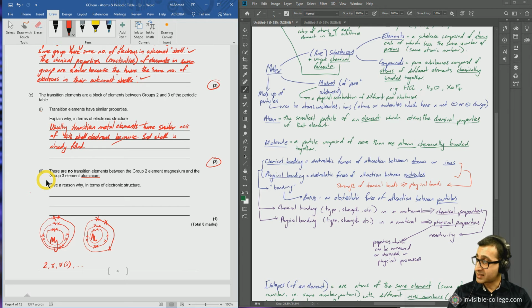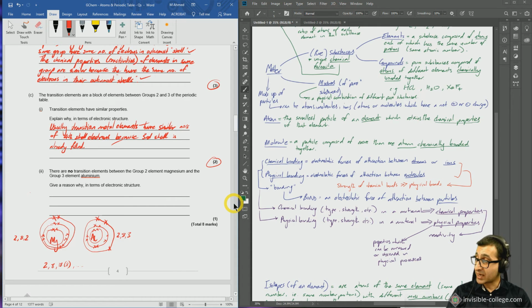So magnesium has the electron configuration 2, 8, 2. Aluminium has the electron configuration 2, 8, 3. Now what this tells us is that there are no transition elements, because you go from one electron configuration straight to the next one. The second energy level can only have a maximum of 8 electrons, and therefore any further electrons must go in the third energy level.